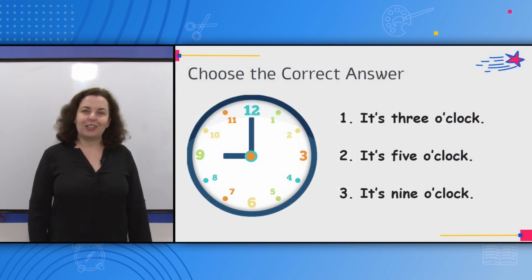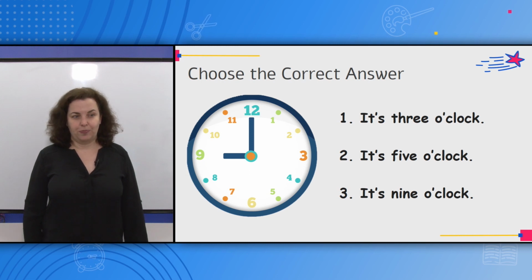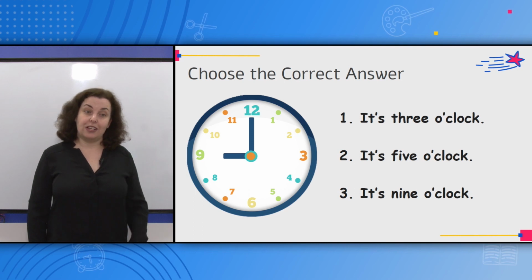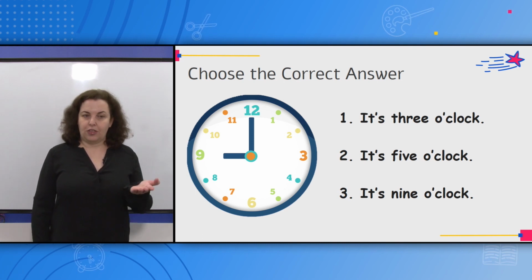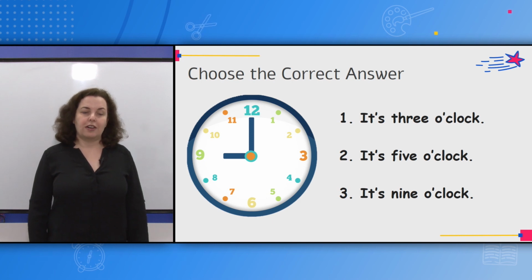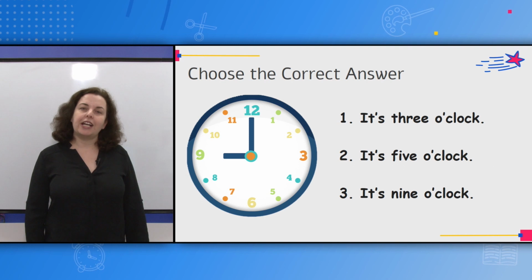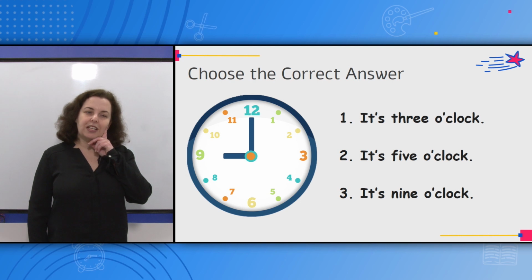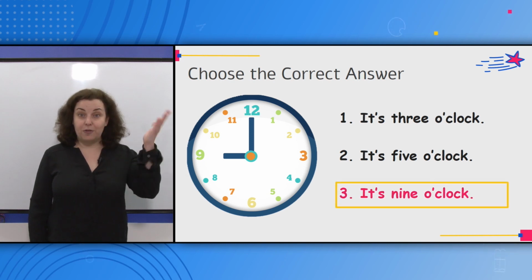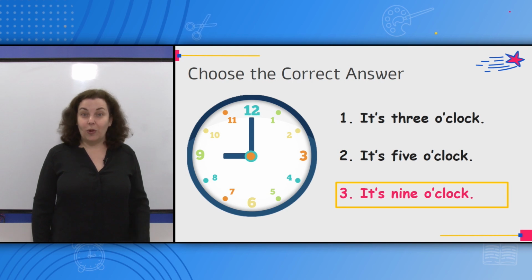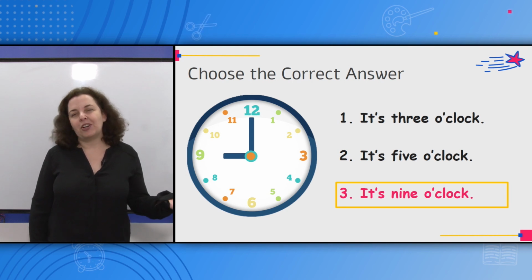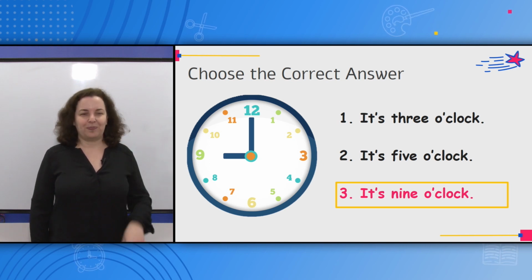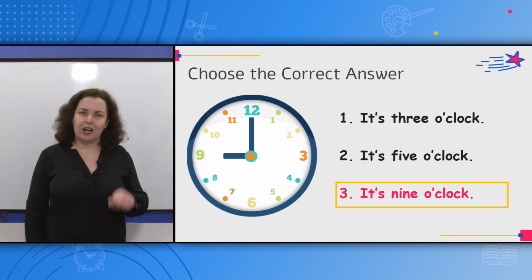Now let's look at this little exercise I have here for you. Look at the clock. Choose the correct answer. What time is it here? Is it 3 o'clock? Number 2, 5 o'clock? Or 9 o'clock? What do you think? Think for a second. Perfect! It's 9 o'clock. What do you do at 9 o'clock? At 9 o'clock in the morning, I have breakfast. At 9 o'clock at night, I usually read a book. Let's continue with a few more exercises like this.